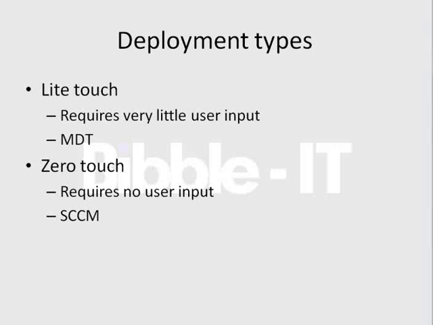Commonly, the sorts of information that you would have to provide during a deployment if you're doing light touch might be things like credentials for accessing the image or the application shares or the machine name, whereas in a zero-touch deployment you don't have to provide any information at all. Zero-touch deployments are what you can get if you use SCCM, which is System Center Configuration Manager.